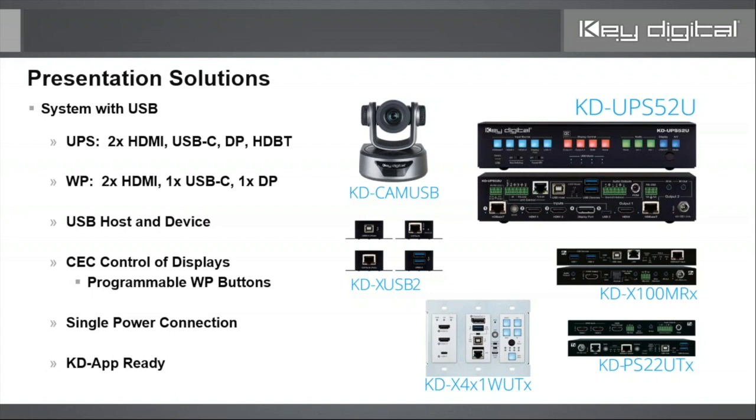It has 2 HDMI, a USB-C, a DisplayPort, and an HDBaseT input. That HDBaseT input integrates natively with the KDX4x1WUTX. That's the wall plate that you see at the bottom center of the screen. The KDX4x1WUTX is an extender with 4 ins, 1 out, W for wall, U for USB, and TX for transmit. You have the receiver, the KDX100MRX, and you also have the KD-PS22UTX.